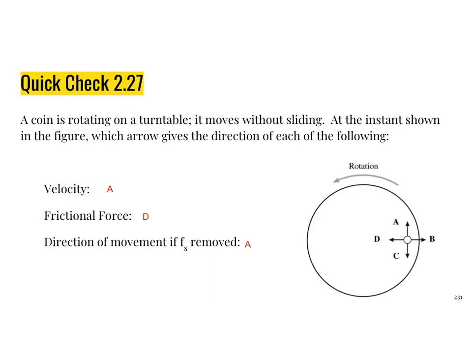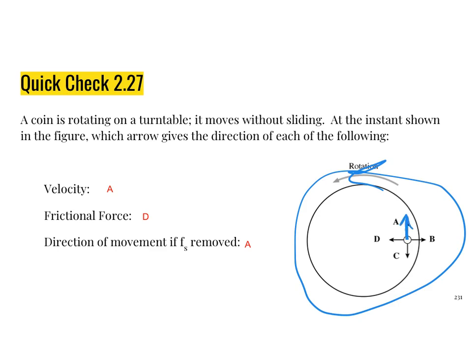Another quick check. The coin is rotating on the turntable. It moves without sliding. At the instant shown, which of the following gives the directions of the following? So right now it's rotating counterclockwise, this direction. So the instantaneous velocity is going to be right here. It's going in this direction.